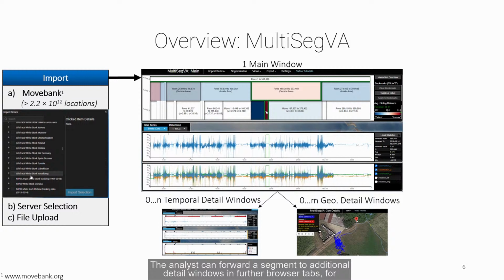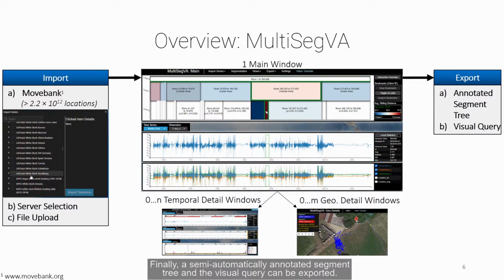The analyst can forward a segment to additional detail windows in further browser tabs, for example to get insights about local anomalies or their geocontext. Finally, a semi-automatically annotated segment tree and the visual query can be exported. Given our scheme, the input and output features make the seamless integration to existing workflows possible. In addition, the multi-window feature enables simultaneous analysis on multiple computers.